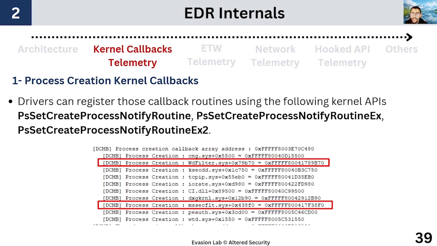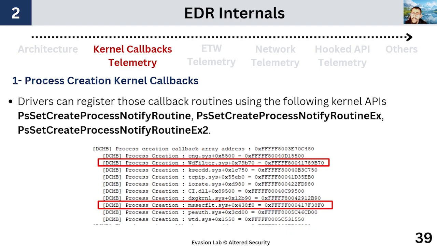In Windows, drivers can register process creation kernel callback routines using the following kernel APIs: PsSetCreateProcessNotifyRoutine, PsSetCreateProcessNotifyRoutineEx, and PsSetCreateProcessNotifyRoutineEx2. In this example, we are using the DCMP open source driver to collect process creation events. The DCMP open source driver is configured to enumerate the callback routines stored in the PspCreateProcessNotifyRoutine array inside the kernel.